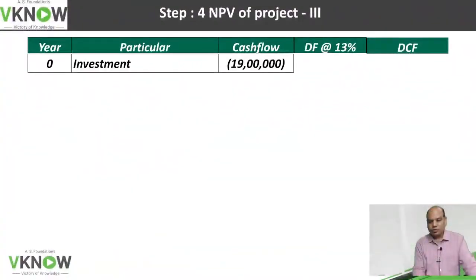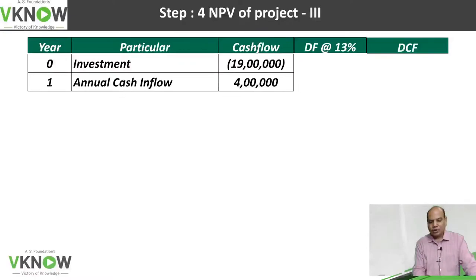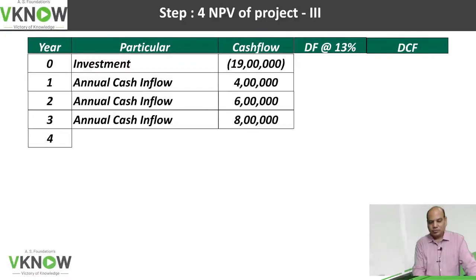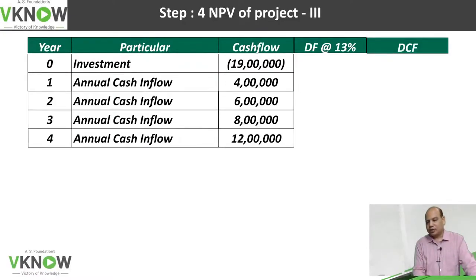We'll go to now step number 4, NPV of project 3. Draw the same table. This time discounting factor will be 13%. Please solve. Everybody, please try to solve with the 13% factor.